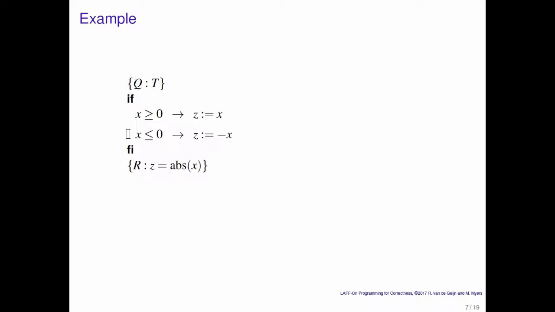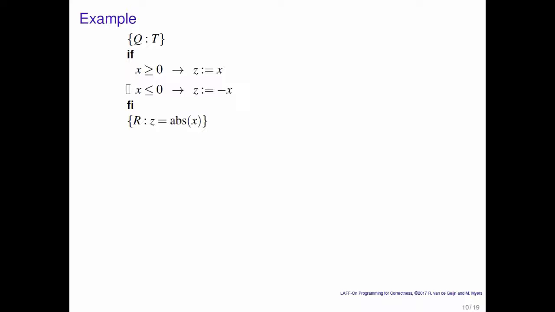So the question now is, is this a correct code segment? Well, what do we do? Well, we know that the precondition Q must imply the weakest precondition. We notice that the precondition is just true, and therefore we know that the weakest precondition actually has to be true if this code segment is to be correct.